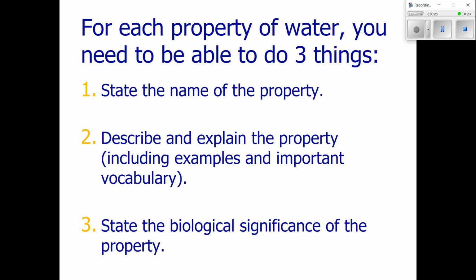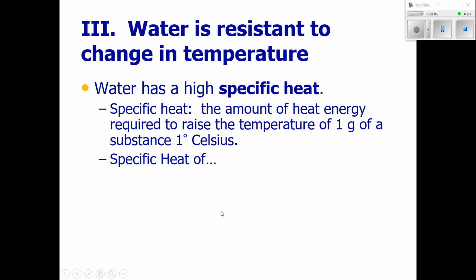And I just wanted to remind you, for each property of water, you need to be able to do 3 things. You need to be able to state the name of the property, describe and explain the property, including examples and any important vocabulary terms that I use. And then thirdly, you need to be able to state the biological significance of the property. Why does this particular property of water matter to living things? How does it help living things? That's what we mean by biological significance.